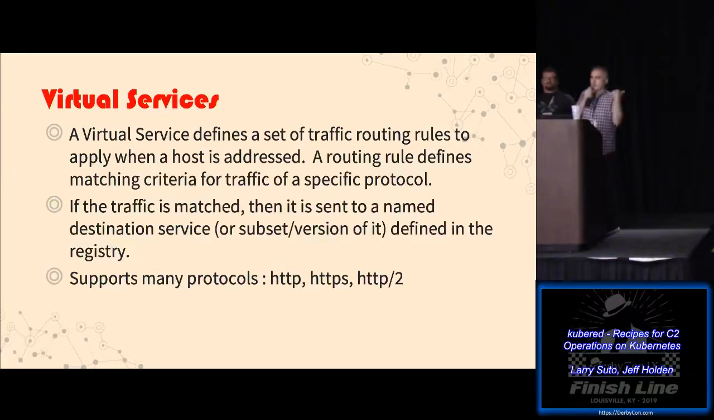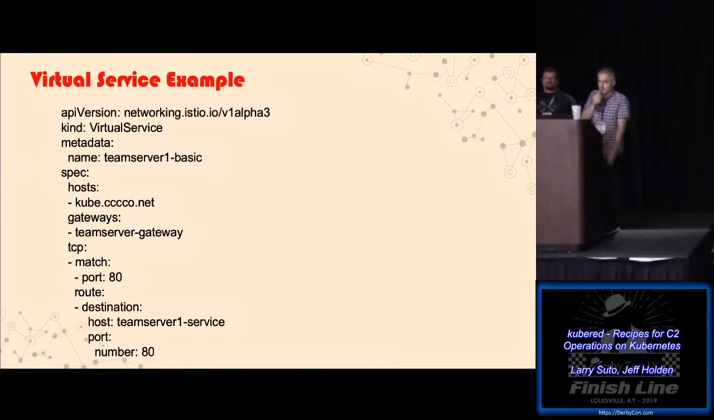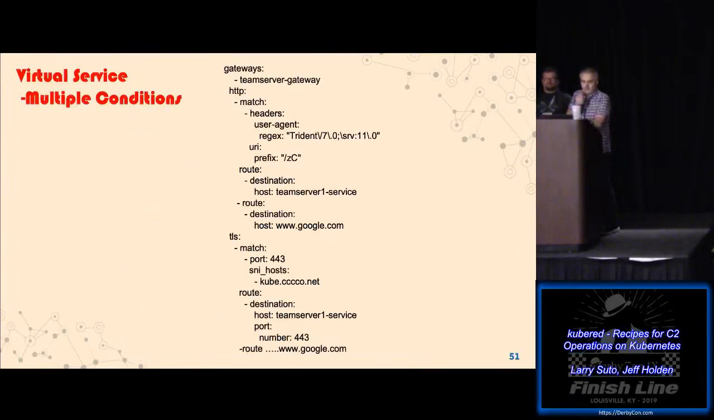You can also attach multiple domains to each ingress controller. You can register a whole bunch of domains on one ingress controller, and depending on which host a beacon or implant is checking into, you can route it to a very specific backend. And then this is a virtual service for a team server, which uses a team server gateway, which we saw before, which exposes those 3 ports, and this matches on port 80. If it matches on port 80, it'll just send it to the team server.